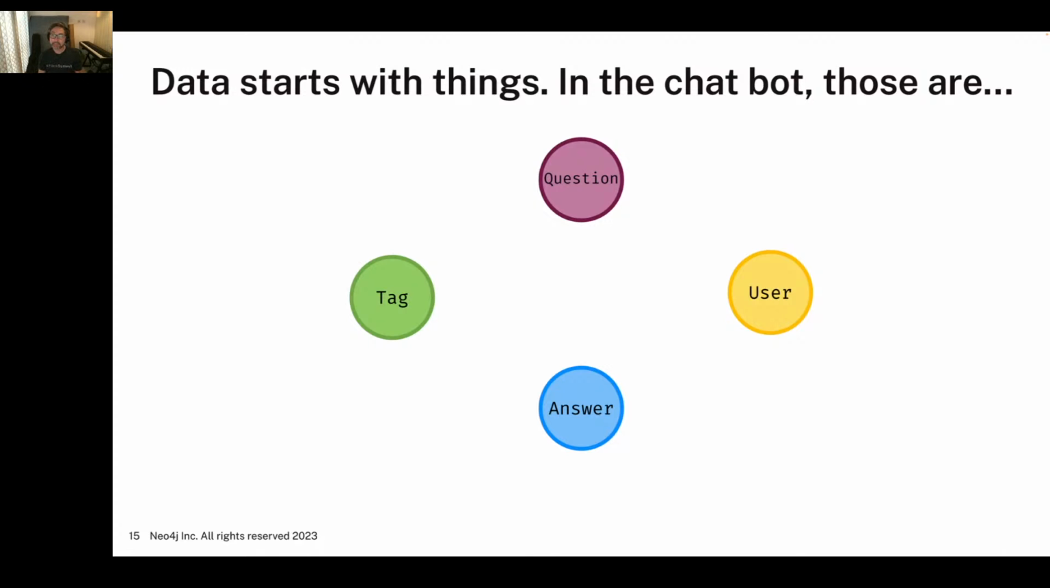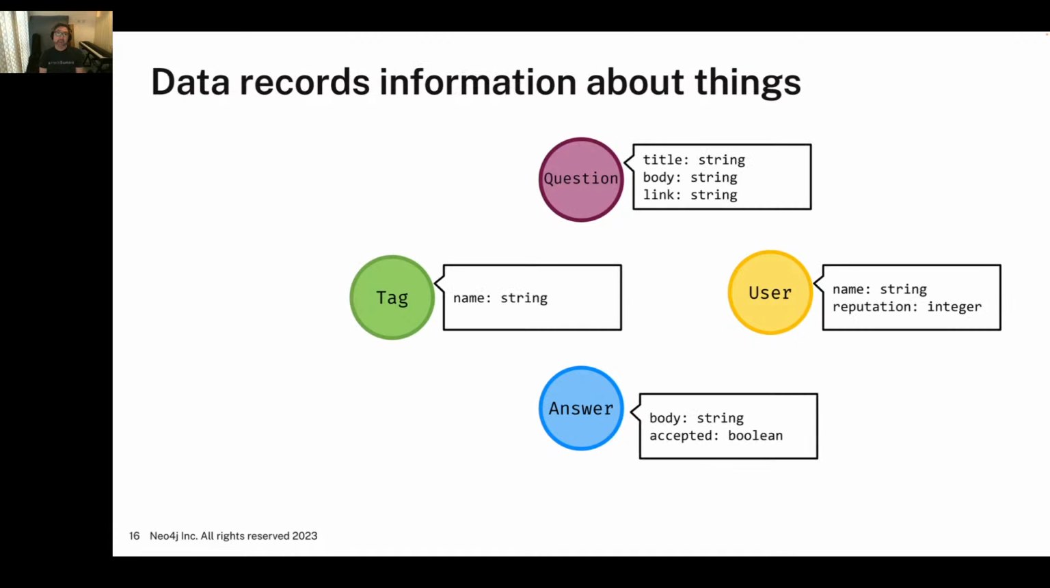If we're building a chatbot, the things you're dealing with are questions you might want to ask inside of the chatbot. You, of course, have some users who are probably asking those questions. Hopefully, there are some answers that come up. And there are also going to be tags, trying to organize the kinds of questions that come up. Each of these things are actually data records, of course. They're not just things. Once you add them to a database, they become data records.